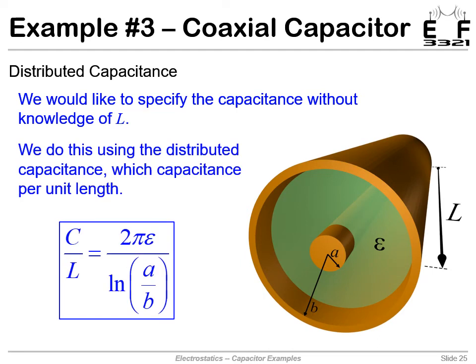And so that's real easy. There was an L up here, the length. We bring the L over here, so we have capacitance per unit length, and that is what this expression calculates. So given the distributed capacitance, we can calculate the capacitance of any length coax line. And this is the more meaningful metric.